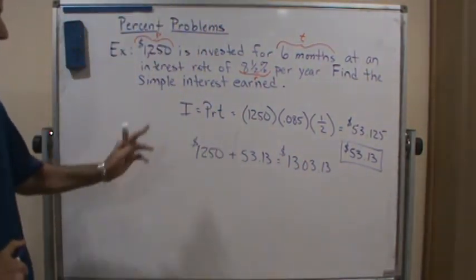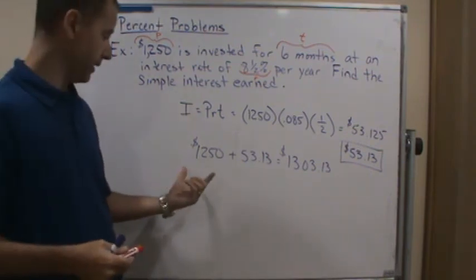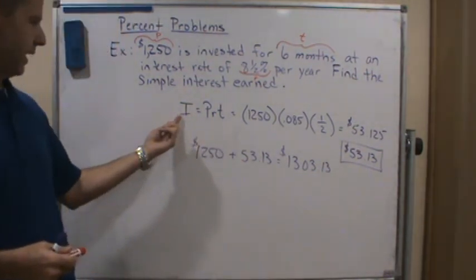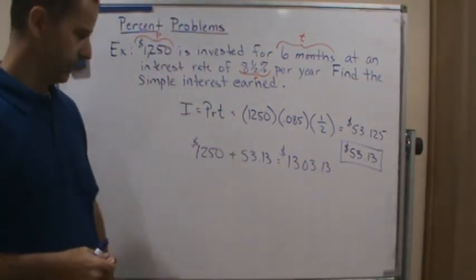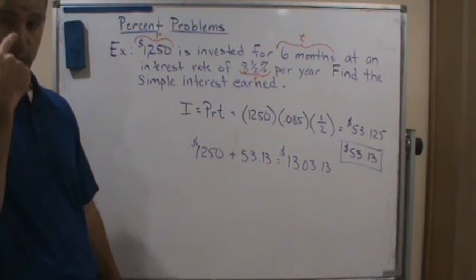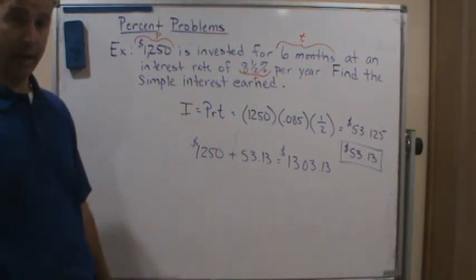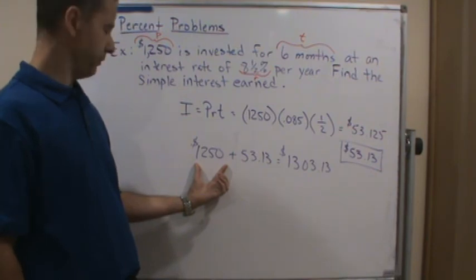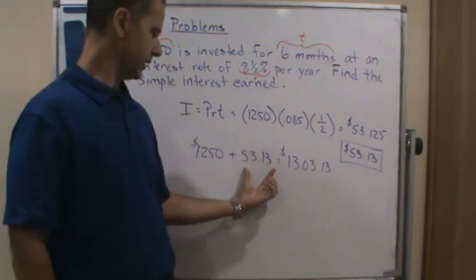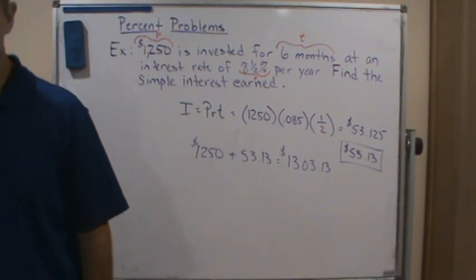Now that's not the question that they asked, but again, they could ask something like this. So here's the answer: the simple interest earned is $53.13. And then, what if they wanted to know the total amount in the account after the 6 months? Well, it would be the $1,250 plus the interest. Okay, that's it.